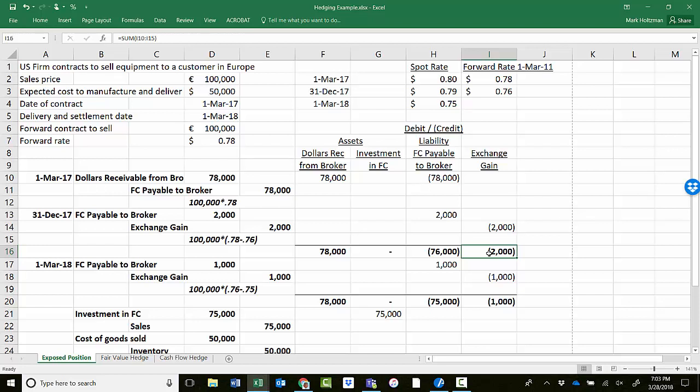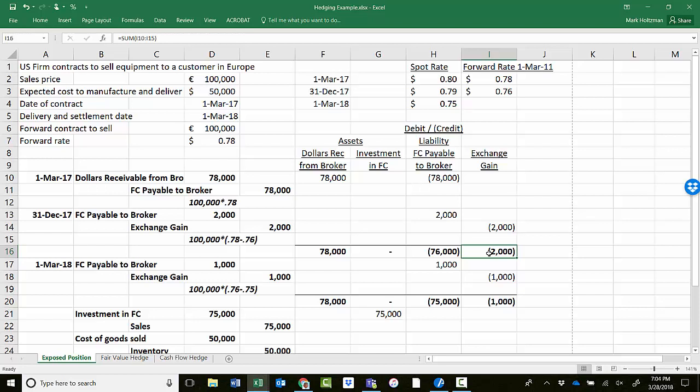So what's happened on March 1st, 2018 is that the spot rate went down to 75 cents. And that's good. That means that the value of the euros that we're going to be giving up are worth a little less. So the first thing I'm going to do is write down this liability to market value again. It would be 100,000 times 75 cents or $75,000. And therefore, this liability needs to be marked down to $75,000.